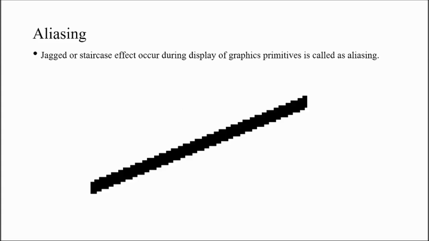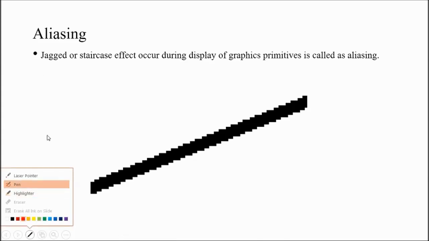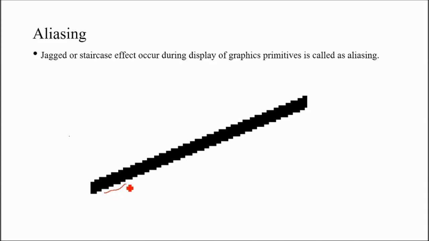Whenever we are using any algorithm to draw a line or circle or any object in computer graphics, we get some jagged or staircase effect. That staircase effect, which occurs during the display of graphics primitives, is called aliasing.